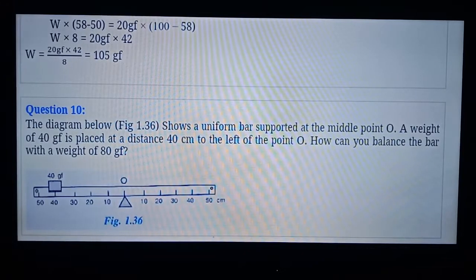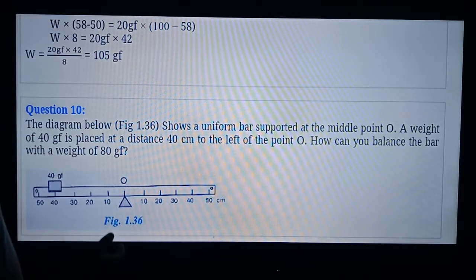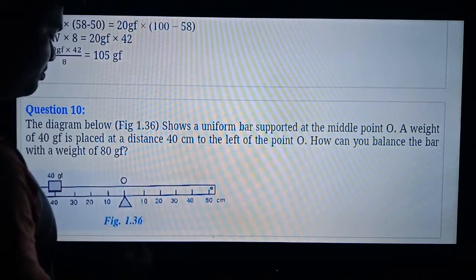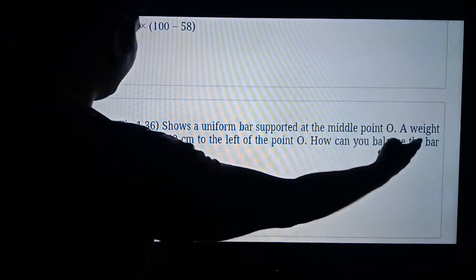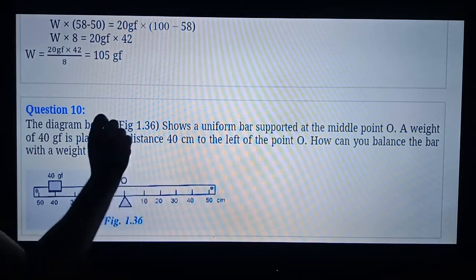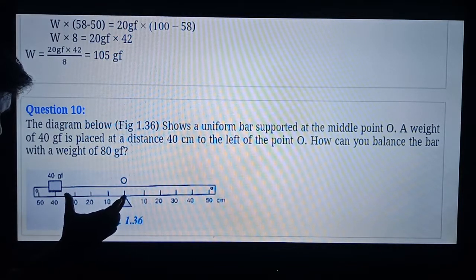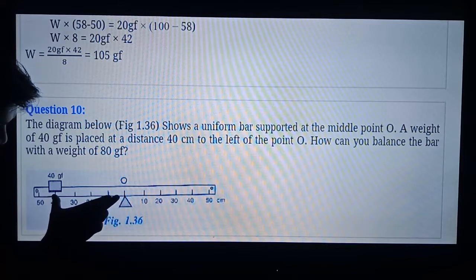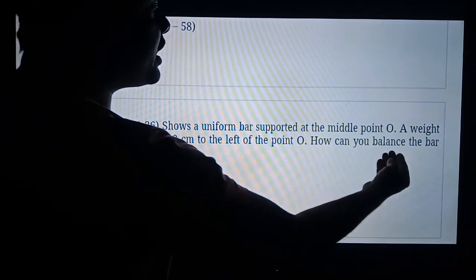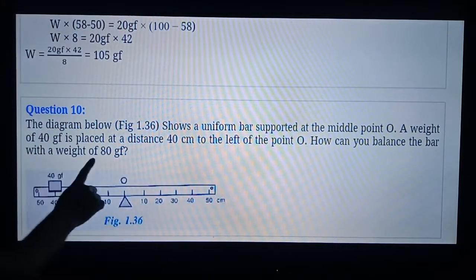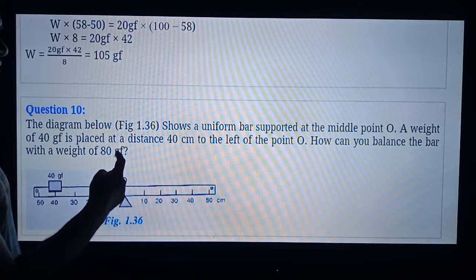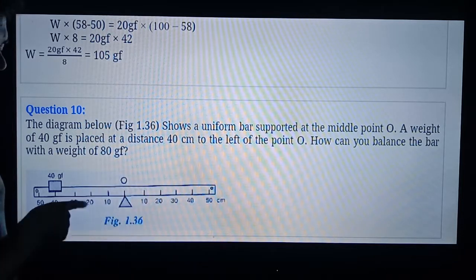Now question number 10. The diagram below shows a uniform bar supported at the midpoint O. So midpoint is this. A weight of 40 gram force is placed at this distance, 40 centimeter. Means from the point of pivot the weight distance is 40 centimeter, to the left of the point O. How can you balance the bar with the weight of 80 gram force? Means at what distance should the 80 gram force be placed so that this bar is balanced?